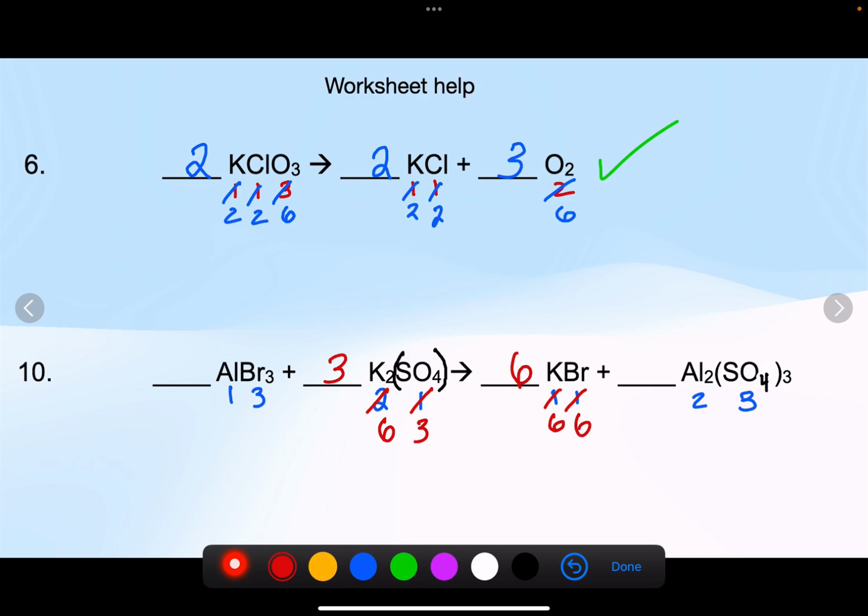Well, now I got to go over to the right and deal with my bromines. I need there to be 6. So I need, what times 3 gives you 6? And that's going to be 2. So that changes that to 6. And that changes my aluminums to 2. And then I go over here to the right.